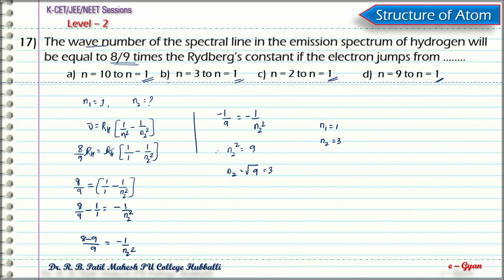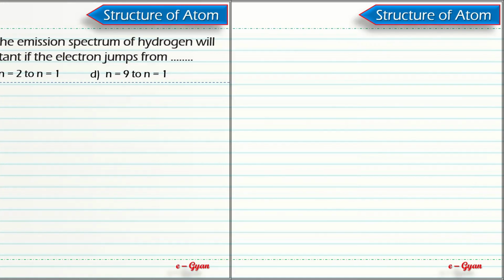When the electron jumps from n equal to 3 to n equal to 1, the wave number of spectral line 8 by 9 times of Rydberg constant will be obtained. The correct option is option B, n equal to 3 to n equal to 1. Moving to the next question.